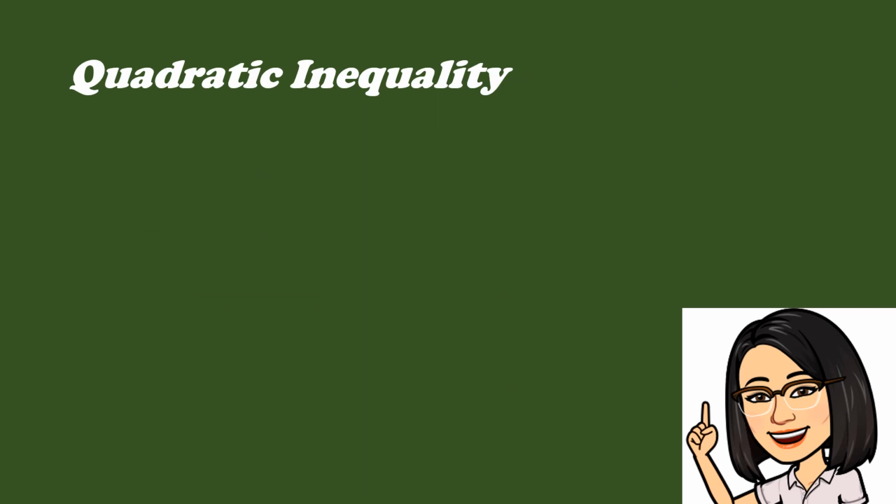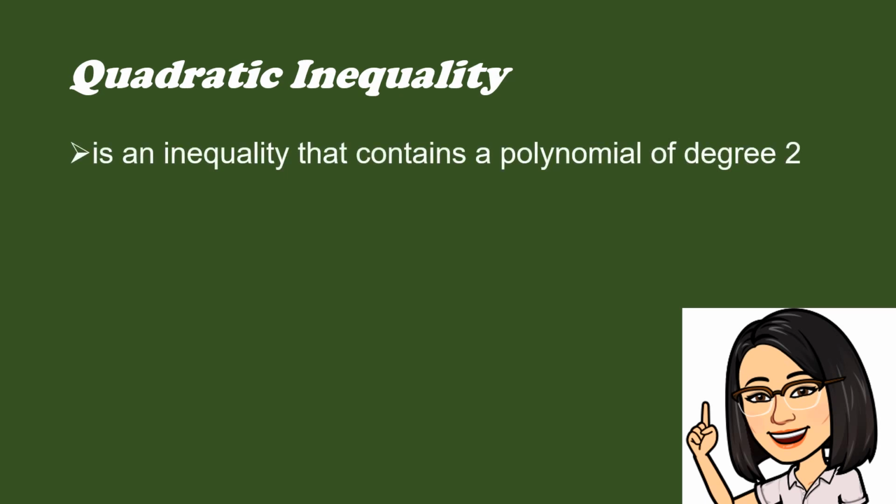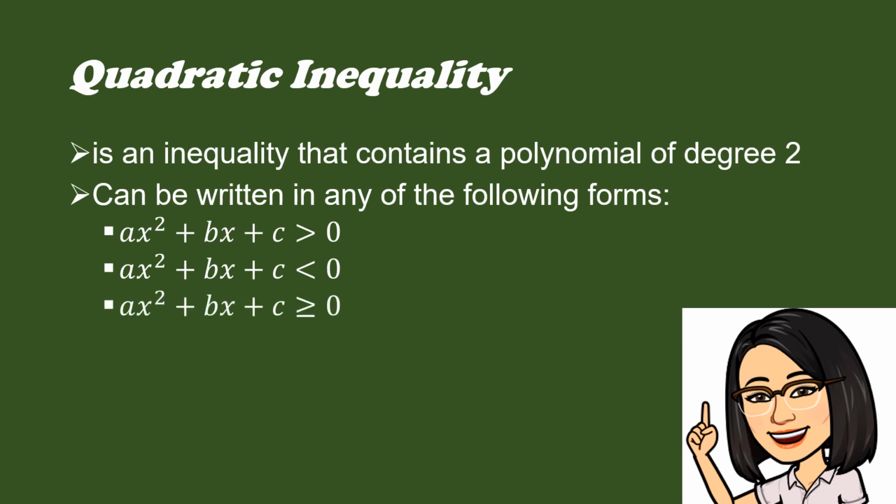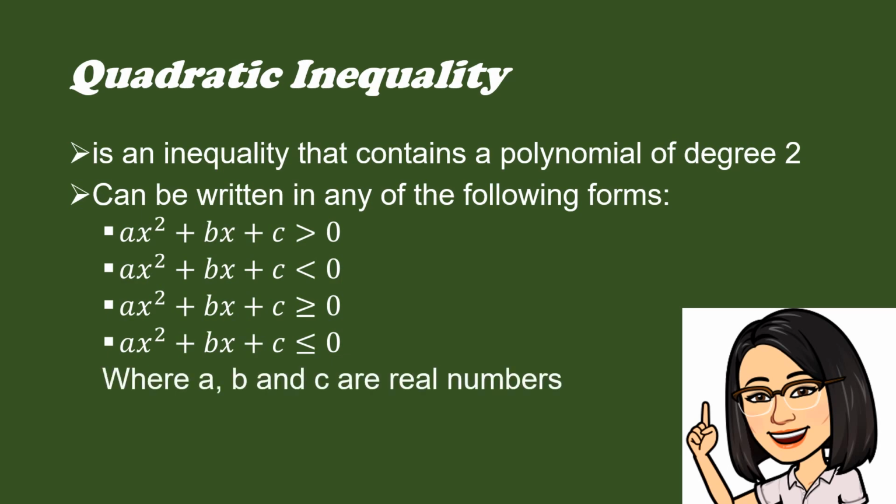Now, let us proceed to quadratic inequality. It is described as an inequality of degree 2 and can be written in any of the following forms: ax squared plus bx plus c is greater than 0, ax squared plus bx plus c is less than 0, ax squared plus bx plus c is greater than or equal to 0, and ax squared plus bx plus c is less than or equal to 0, where a, b, and c are real numbers and a cannot be equal to 0.